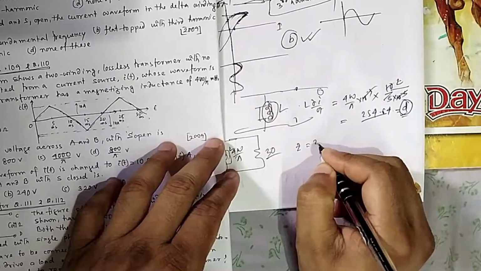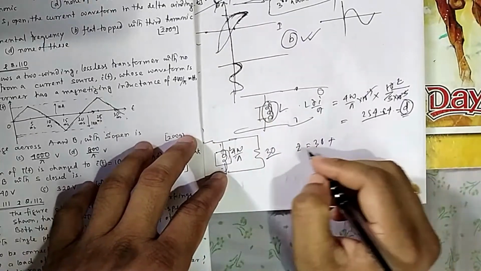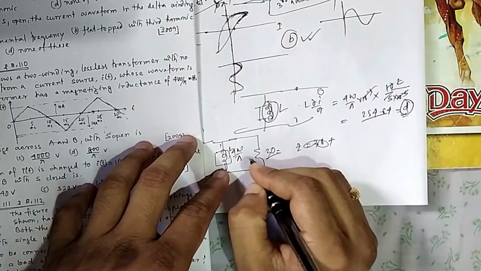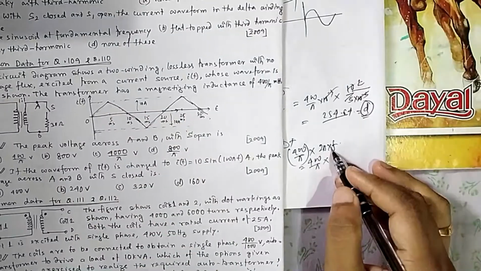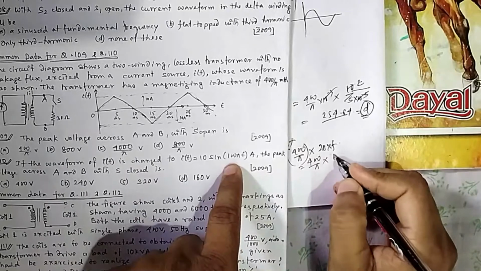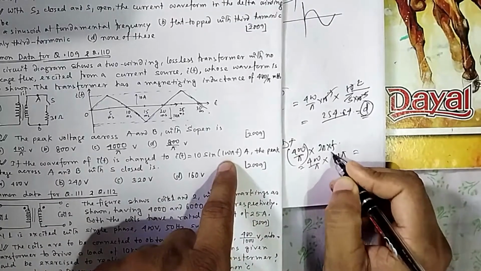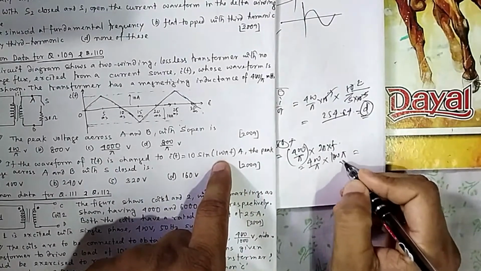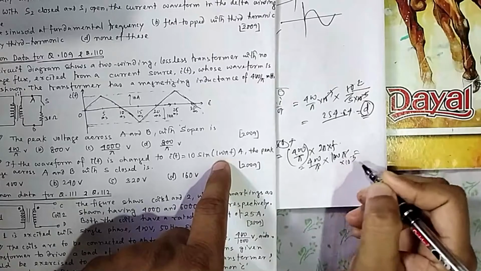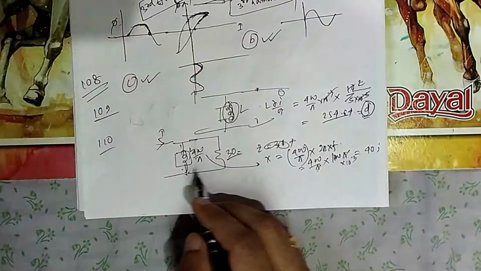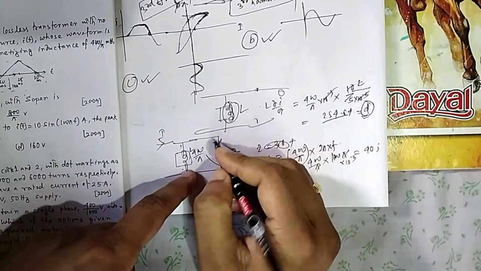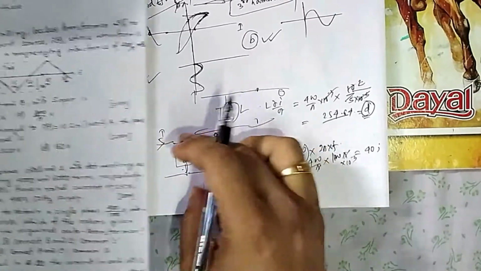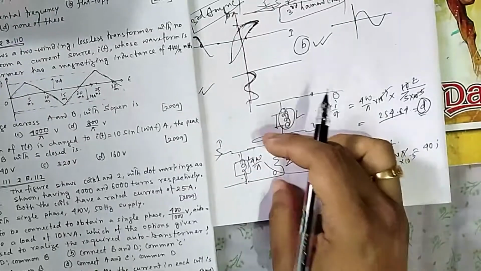So what is Z? Z is equal to 30 plus jX, and X is equal to omega into L. Omega is equal to 100 pi as they have given. If you do this, with 10 to the power minus 3 also there, pi gets cancelled, and it will be 40j. So current will be divided into these branches. Because you are asking for this voltage, either you take this or this, both will be the same. So let me take this voltage.